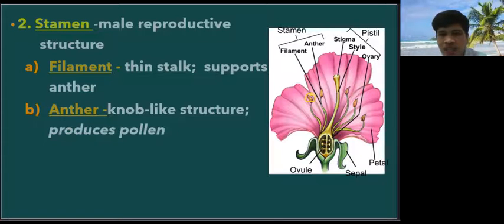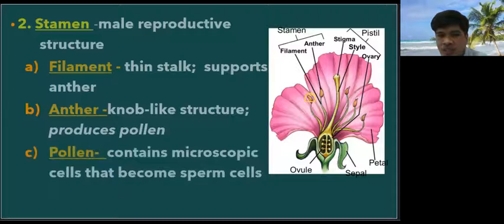Pollen contains microscopic, very small cells that become the sperm cell for the flower. So the pollen here is microscopic, very small particles found at the anther. When there's wind, the pollen goes to the stigma, and from the stigma it travels through the style going through the ovary. That is what happens.